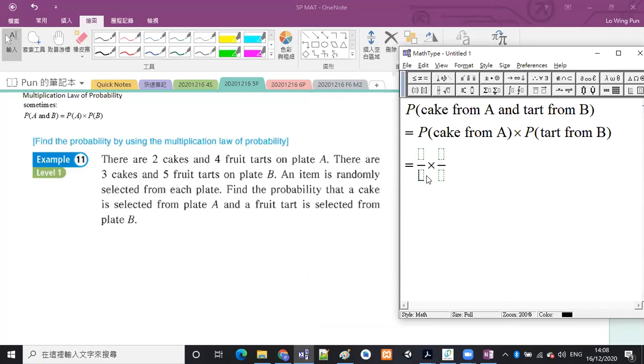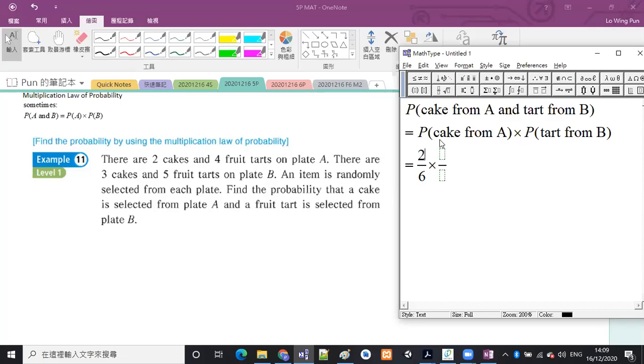So totally there are 6 options, 6 items from plate A for us to choose, right? So the denominator should be equal to 6. And then how many of them can satisfy this requirement? I'm choosing a cake from plate A. So among the 6 items, how many of them satisfy this requirement? There are 2 cakes on plate A. So only 2 out of 6 can satisfy this requirement.